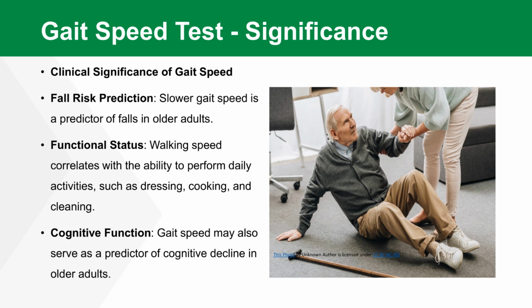In terms of significance, slower gait speed is a predictor of falls in older adults. Walking speed correlates with the ability to perform daily activities, such as dressing, cooking, and cleaning. Gait speed also serves as a predictor of cognitive decline in older adults.